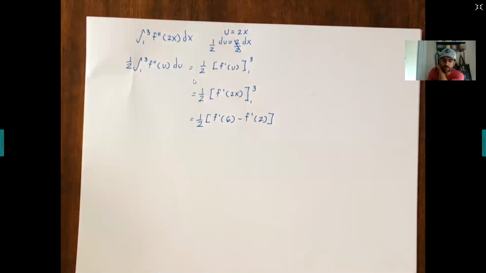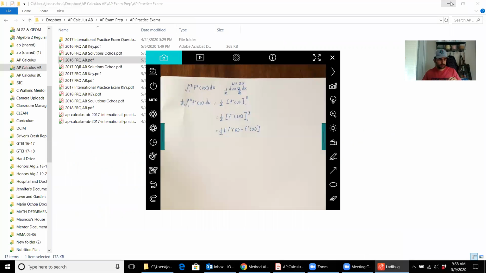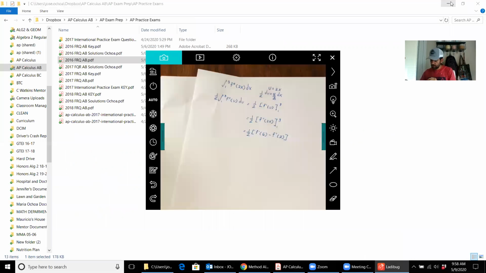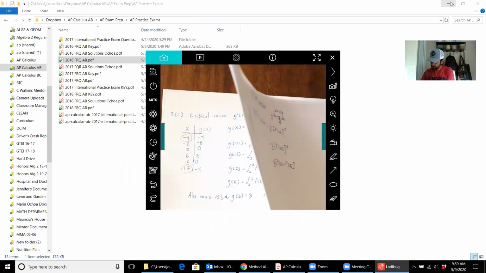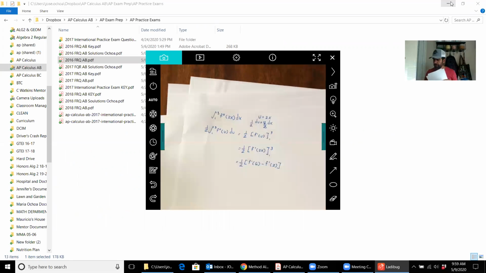So f prime of 6, f prime of 6 would be 7. No, wait, 5. And f prime of 2 would be -2. That's 5 minus a -2, I believe. Yeah. I don't know where I put the key, but surely. Yeah.